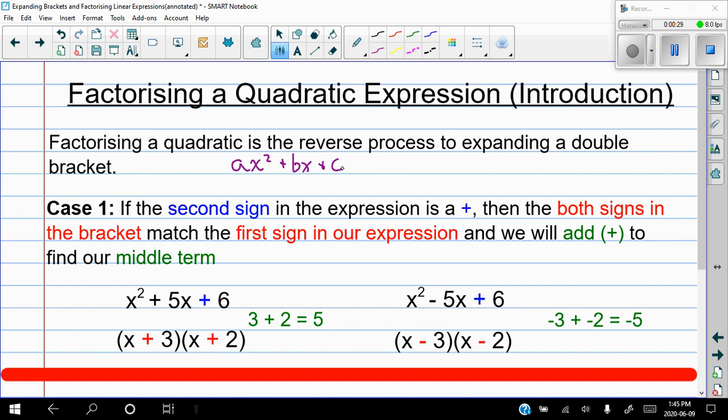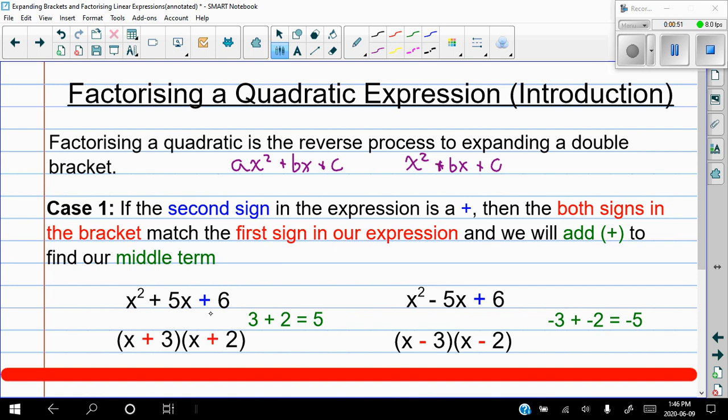But we're going to look at the special case with factorizing quadratics for a bit, where it's just x squared plus bx plus c. It gets a lot more difficult when we have an a term as some kind of number, not just one. So, case one, if the second sign of the expression is a positive.